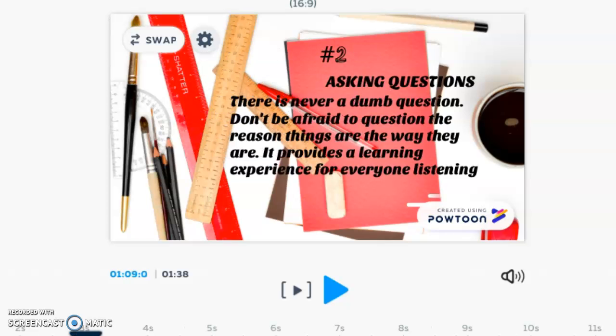And number 2 is asking questions. I want my students to know that there's never a dumb question that they could ask, and that they shouldn't be afraid to ask or question why things are the way they are. I think it provides a good learning experience for everyone listening, and that students should have creativity in questioning, and they don't get that creativity unless they question things, unless they wonder why things are the way they are.